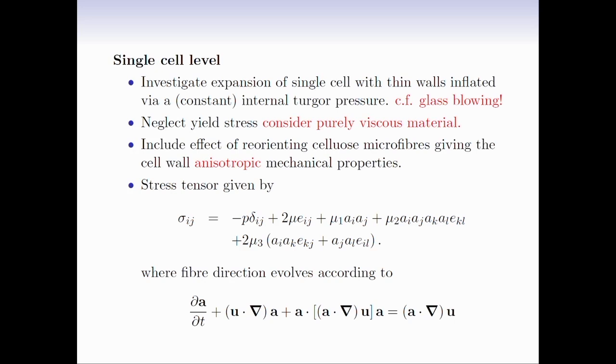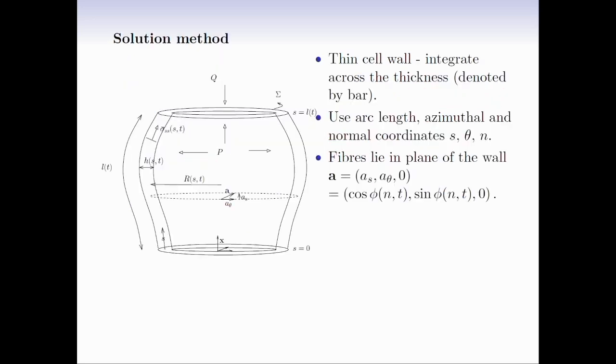So I can take their models and I can modify them using all this stuff, and off I go. I'm not going to go through all the maths of how you do these things because there's not time. So I've got a thin cell wall, and that means I can do things. If I integrate across the thickness, I can work out average quantities. I'm going to denote that by bar when I come to it.